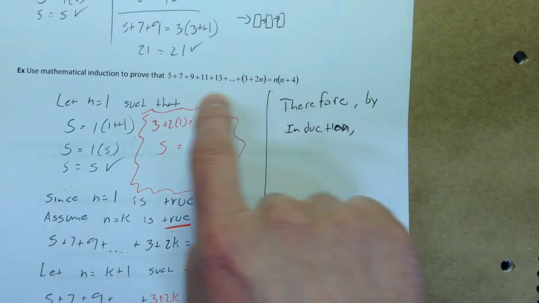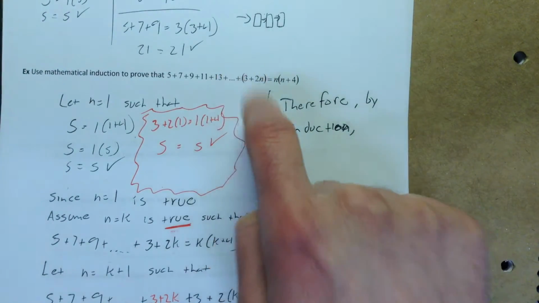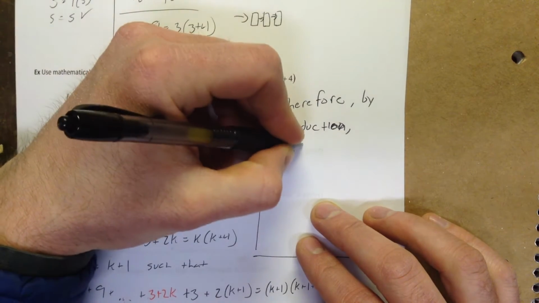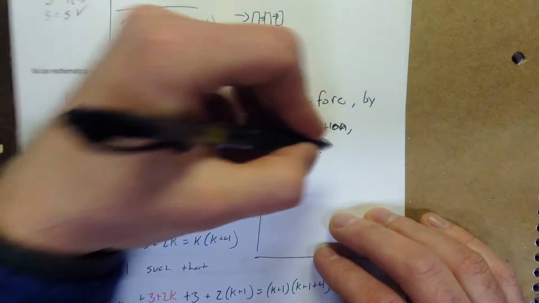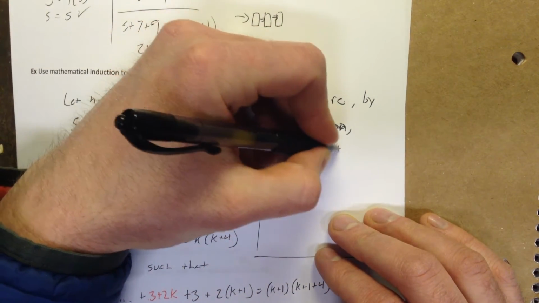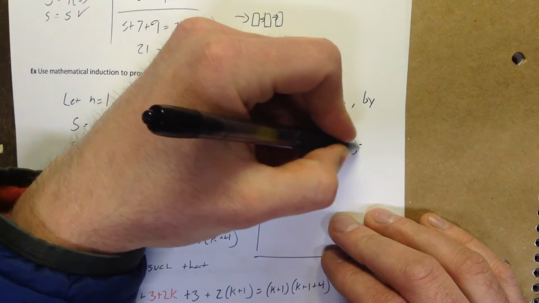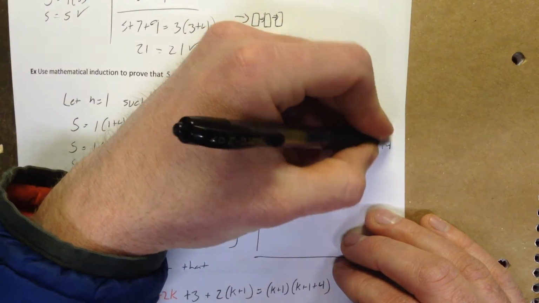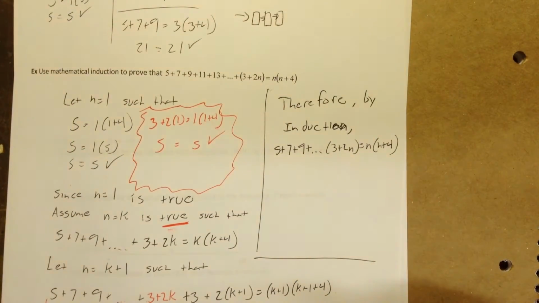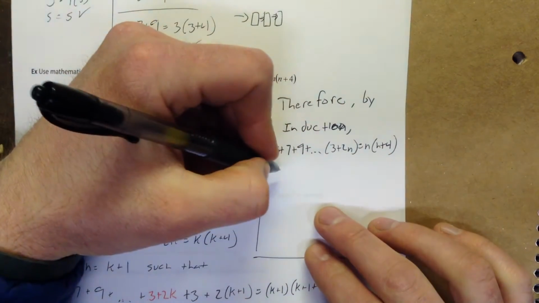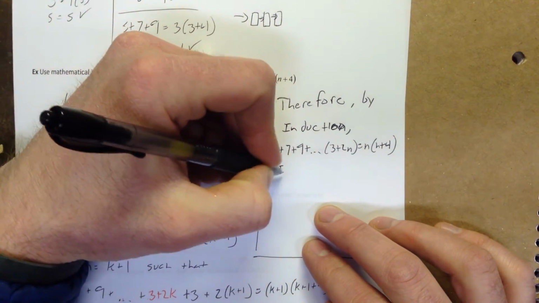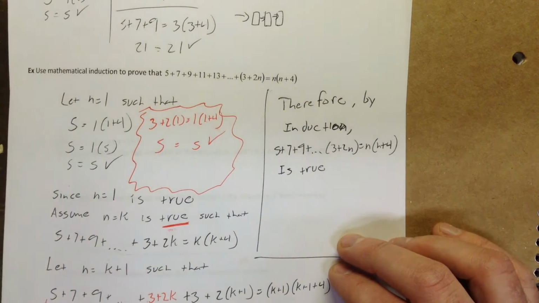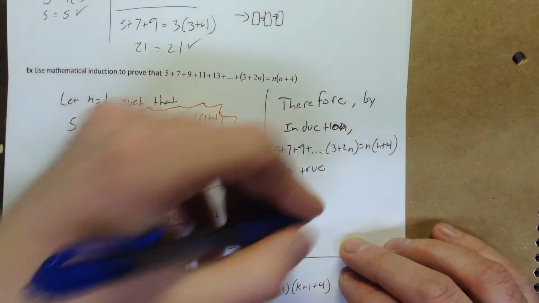Now, for our very last time, what we're going to do is go back up here and copy this piece right here. But this time we're going to copy it exactly how we see it with the n variable. So that's going to be 5 plus 7 plus 9 plus ... all the way up to 3 plus 2n. And that's going to be equal to n plus 4. And we're going to finish it off with a little tiny bit more. Is true.